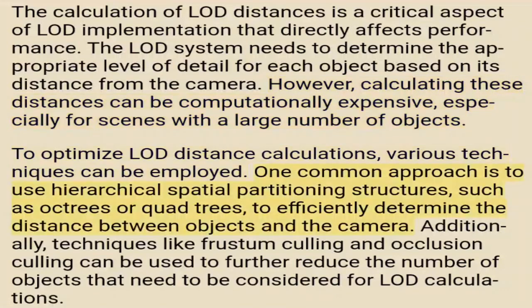One common approach is to use hierarchical spatial partitioning structures, such as octrees or quadtrees, to efficiently determine the distance between objects and the camera. Additionally, techniques like frustum culling and occlusion culling can be used to further reduce the number of objects that need to be considered for LOD calculations.